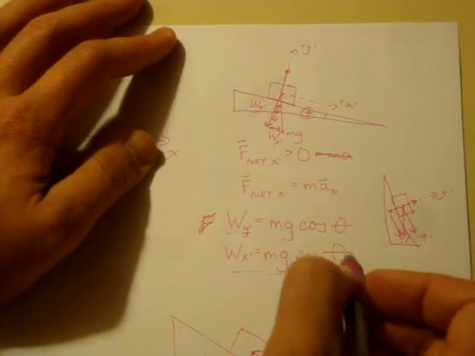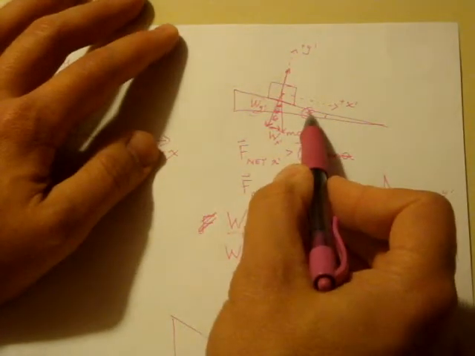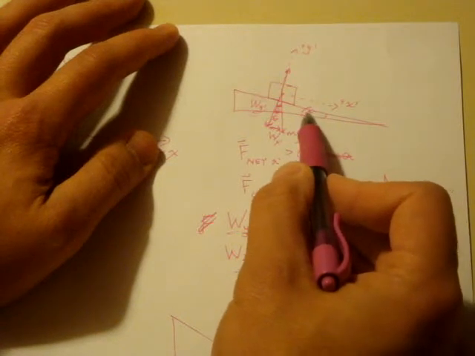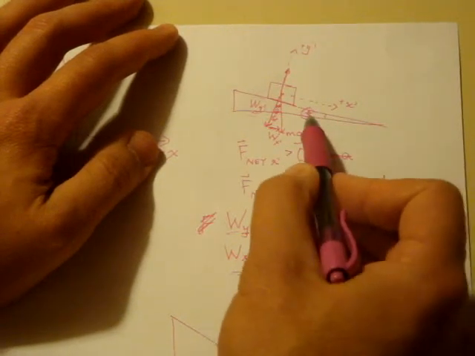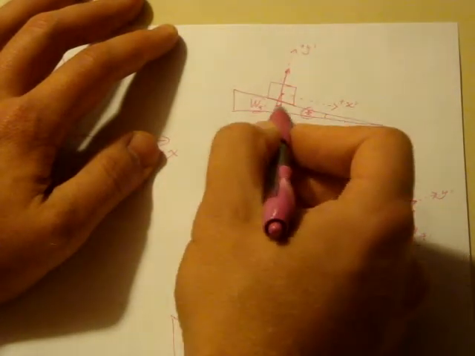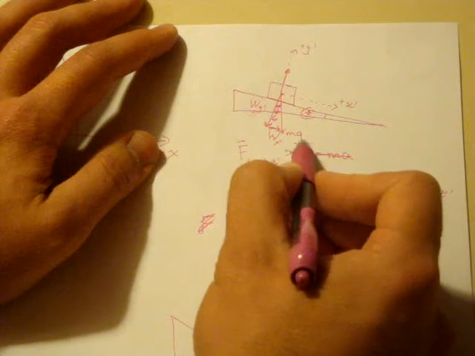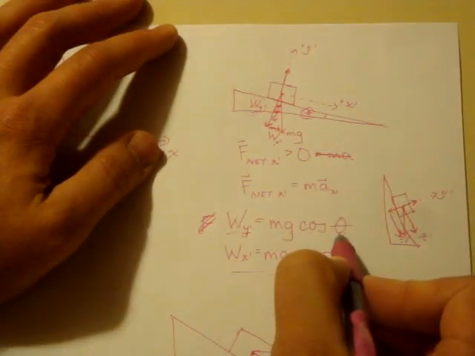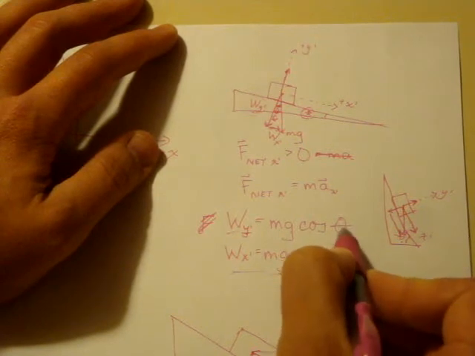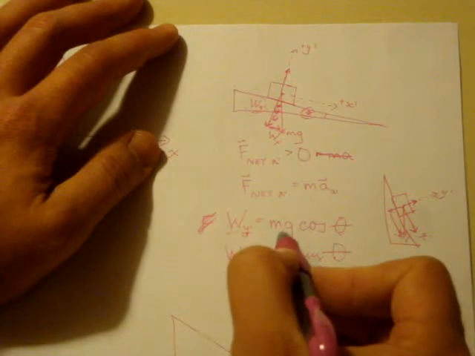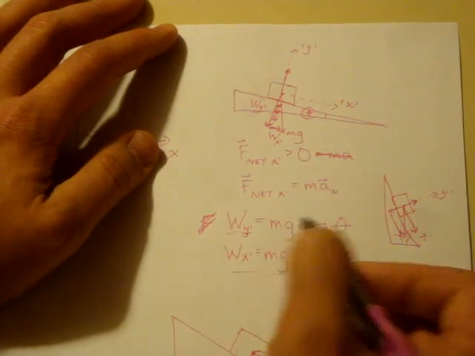We can check the limiting case where theta is very, very small. As that goes to 0, the weight along the y prime direction will eventually just be equal to mass times gravity. And so when theta is very, very small, as theta goes to 0, cosine of theta goes to 1, and the weight in the y prime direction is simply equal to mass times gravity.